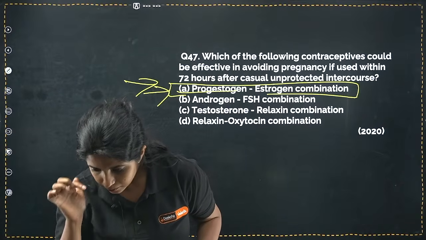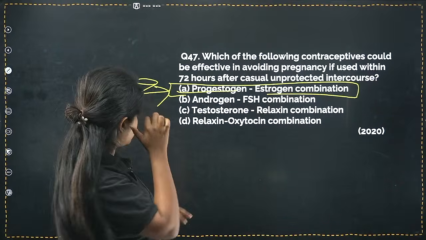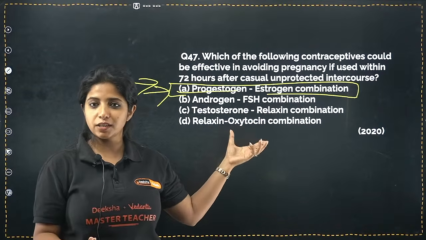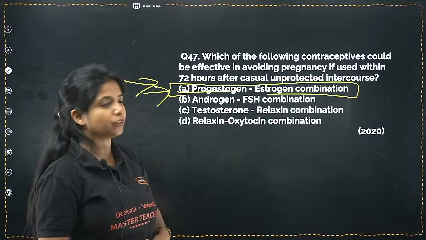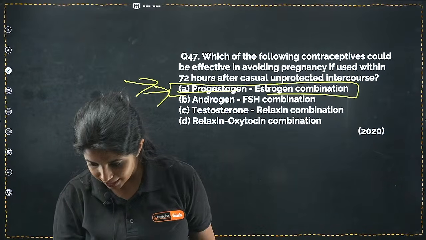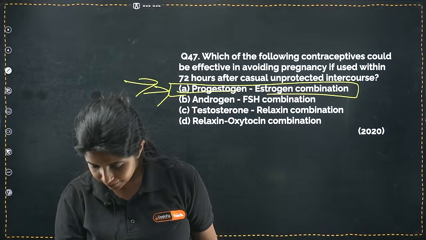Ma'am, please explain option C. Testosterone relaxant combination. Why will we put testosterone? That's a male sex hormone, and relaxant, we don't need that over here, right? Yes. Thank you so much, Vincent, Mary.